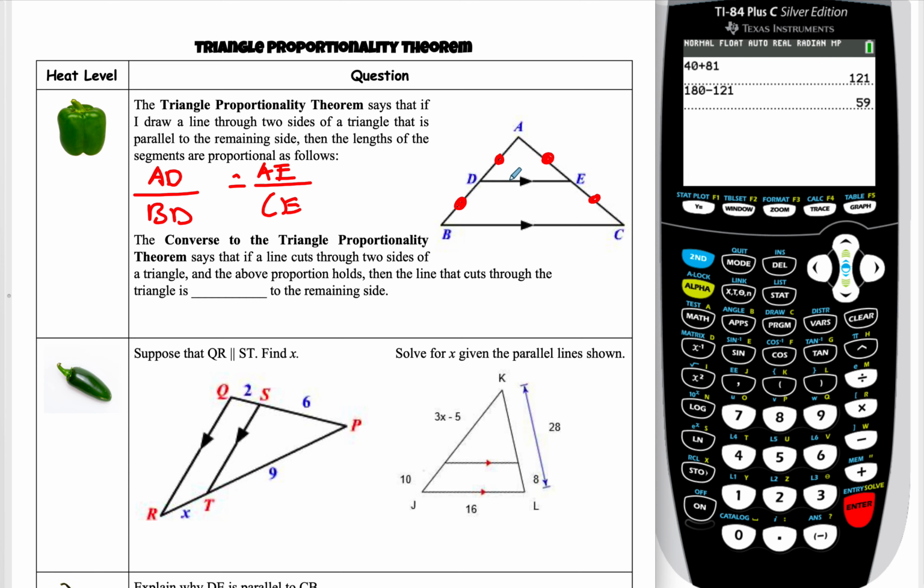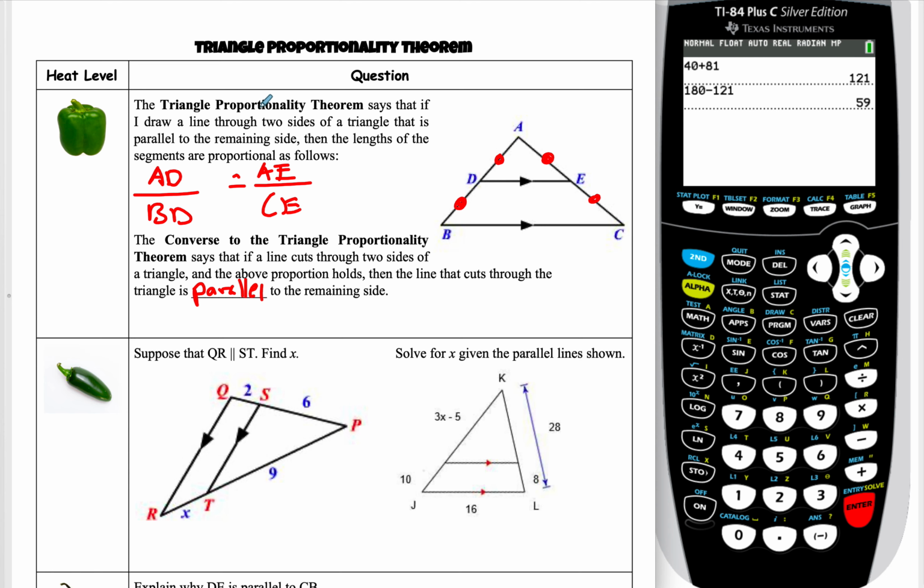These are also proportional as well. This is to this and this is to that. There's lots of different proportionalities. Now, this is what we call a bidirectional statement, meaning the converse is also true. So the triangle proportionality theorem says that if I divide this line through it such that the lines are parallel, then I've got proportionality. On the other hand, if a line cuts through the two sides and the proportionality holds, then what we know is the line cutting through the triangle is parallel to the remaining side.